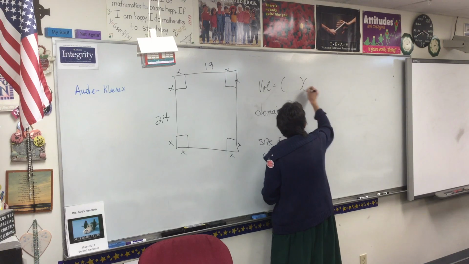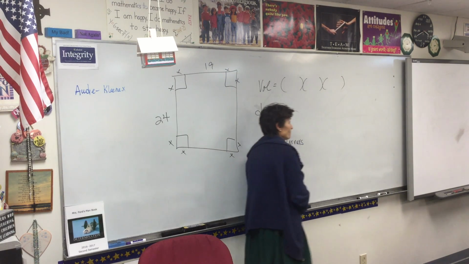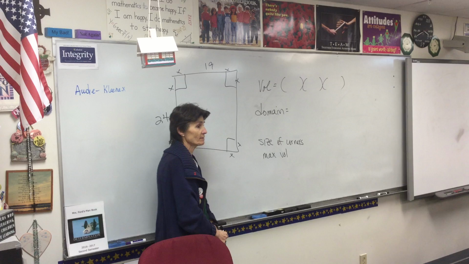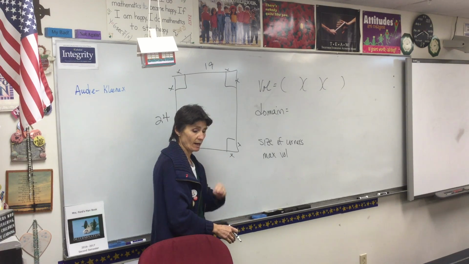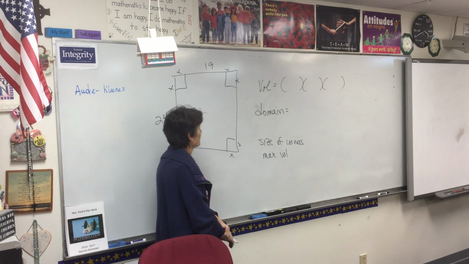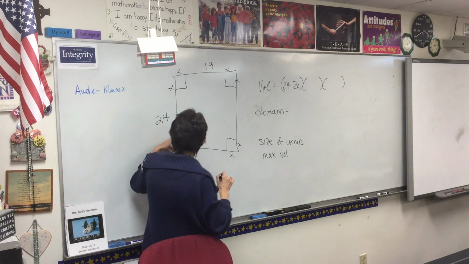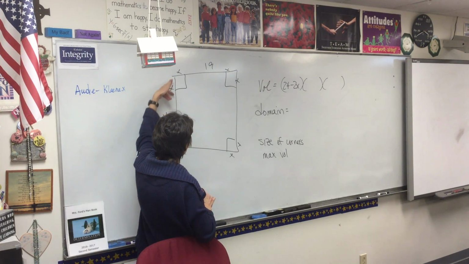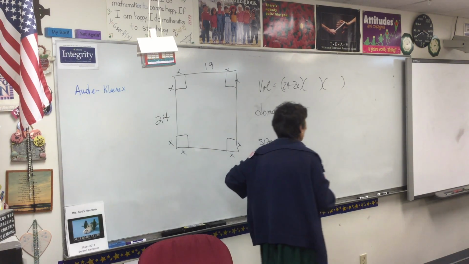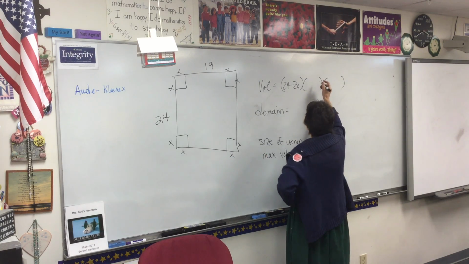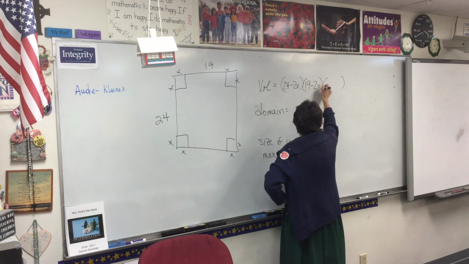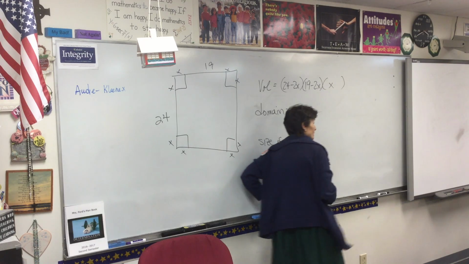So, paper is 24 by 19. Volume is length times width times height, right? So what goes in those parentheses? We need three things: length, width, and height. What goes in there? 24 minus what? 2x. You're taking a piece off each end. So 24 minus 2x, 19 minus 2x, and x.